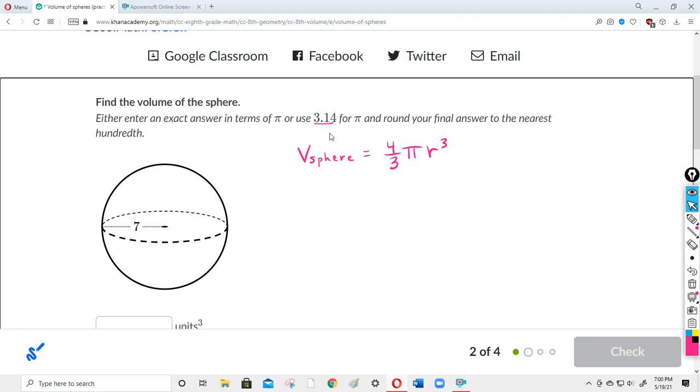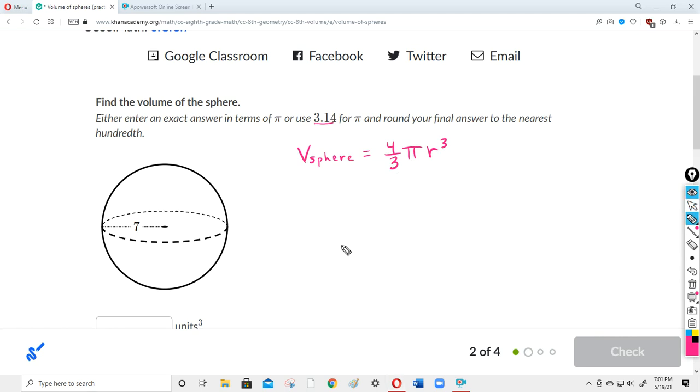Okay, if you want, you can enter 3.14 for pi, but I think it's much easier on these just to leave pi alone. Okay, so just so you know, if you get a repeating decimal, you won't be able to enter it in the box. Okay, so it's much easier to try and enter your answer in the form of a fraction.